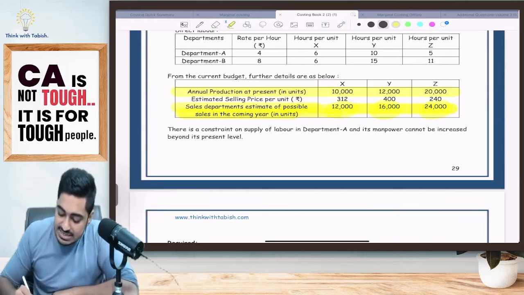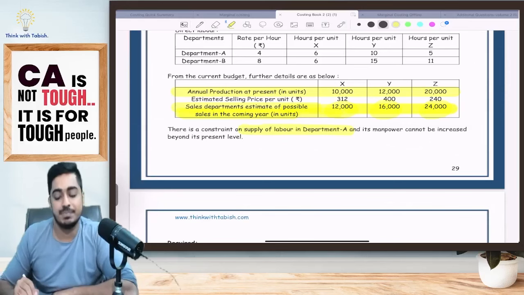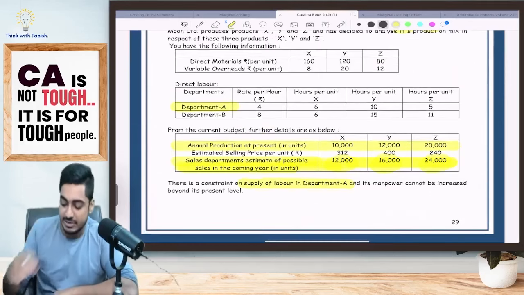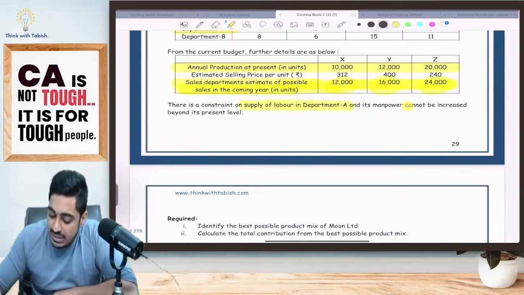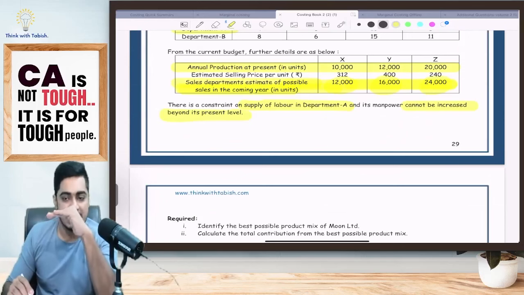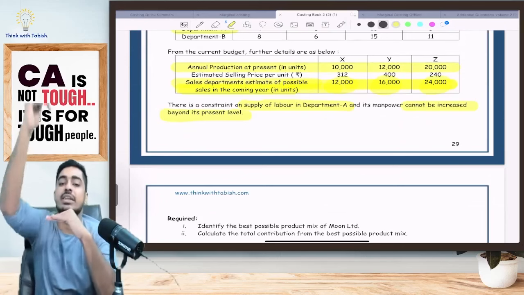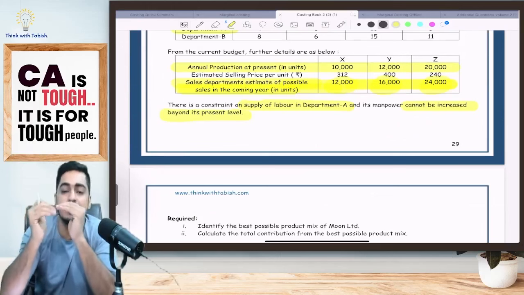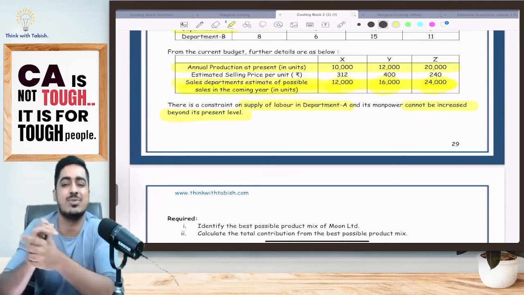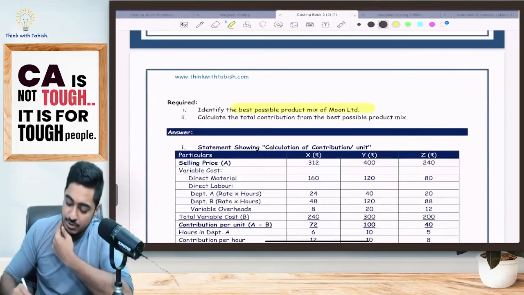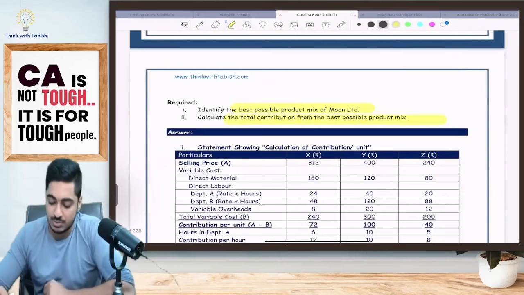Now the question is telling there is a constraint on supply of labor in department A. That means department A hours, there is a limiting factor, and its manpower cannot be increased beyond its present level. Right now, what is the level at which it is operating? I cannot increase it beyond that. Imagine right now 100 hours is available. That means I cannot increase it beyond 100 hours. Till 100 hours anyways I am working. Is this clear, everyone? Identify the best possible product mix, total contribution from the best possible product.